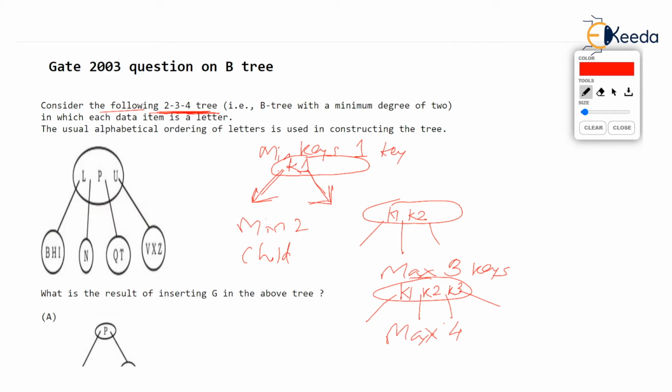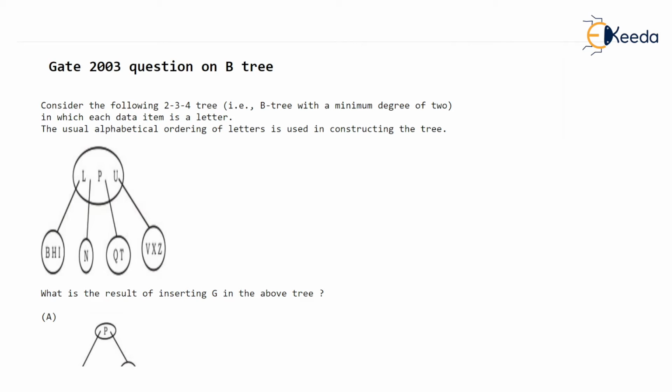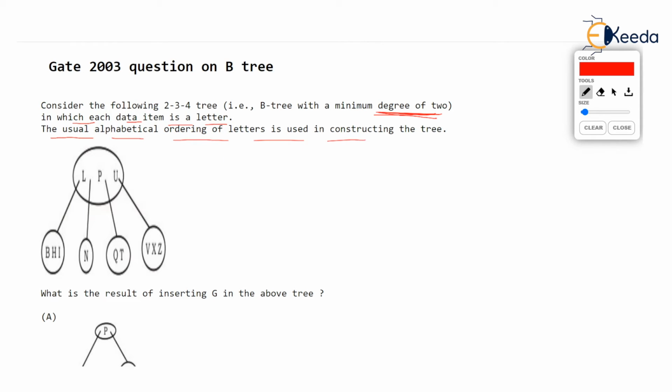This has been given, and it is written the minimum degree is 2. Yes, the minimum number of children is 2, the maximum number of children is 4. So the minimum degree of this is 2, in which each data item is a letter. The usual alphabetical ordering of letters is used in constructing the tree. Now the question is, what is the result of inserting G in the above tree? Okay, this is the tree given. Let's try to insert G in this tree.